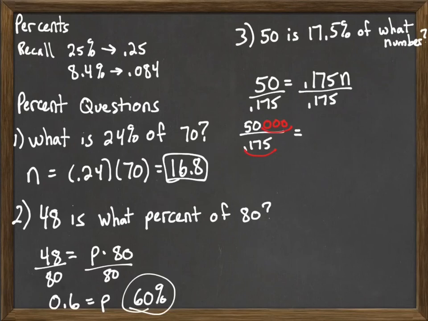And then it turns out in this case we can divide a 25 out of both of those. When we divide 25 out of 50,000, we get 2,000. 25 out of 175, we get 7. And so our answer here is 2,000 over 7. That's the missing number. Now we could write that number as an improper fraction or as a mixed number if we wanted to, or we can just leave it as we have it here as an improper fraction. 50 is 17.5% of the number 2,000 over 7.